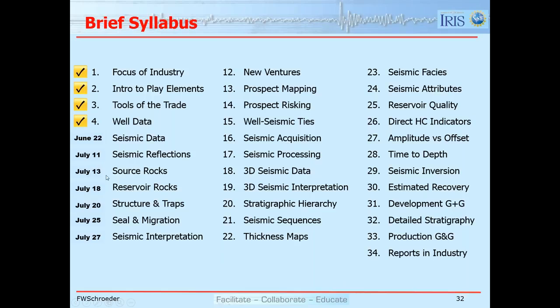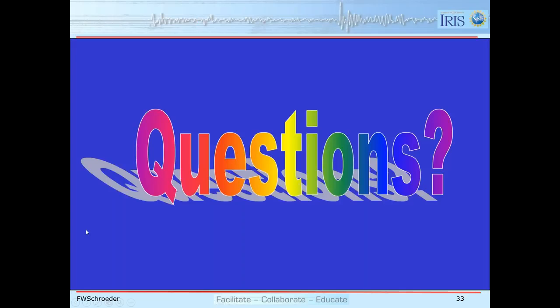We'll talk about seismic reflections. July 13th, we'll talk about source rocks. And then you can see the rest of July will cover the first column of these 34 different units. So with that, I'll turn it back to Danielle for some questions.